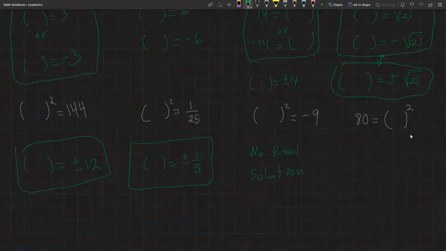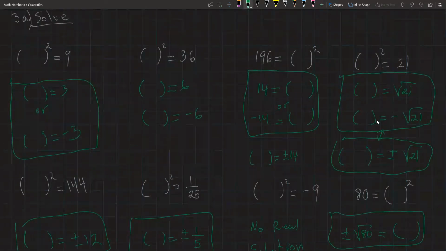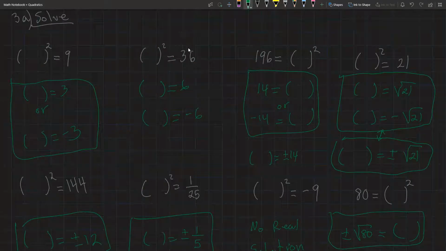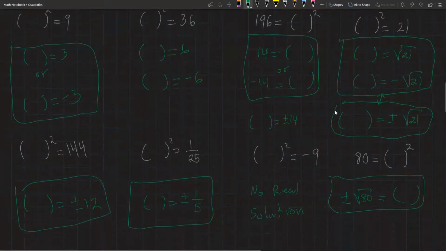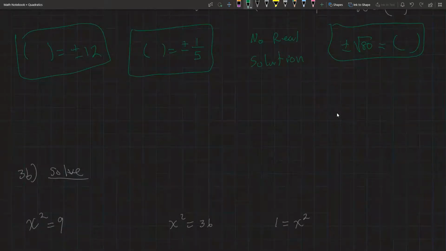And it's not a perfect square integer, but we can still solve it. We can say positive or negative square root of that number is our something. And this problem is done. That's simple. There was no real work that needed to be shown. We just know that there's two possible numbers to square to get a 36 or a 144. All right, so if you're feeling good up to here, then we're ready to go to 3B.